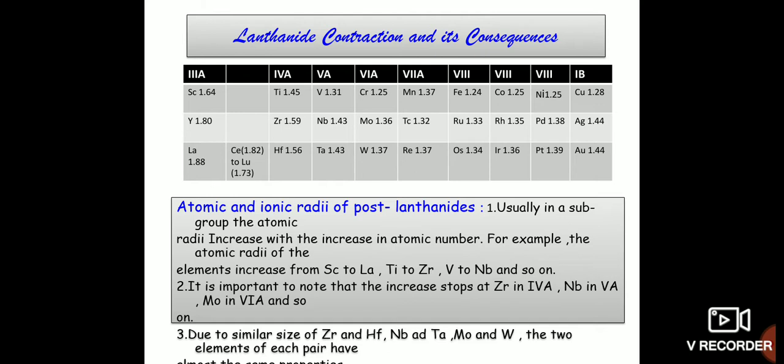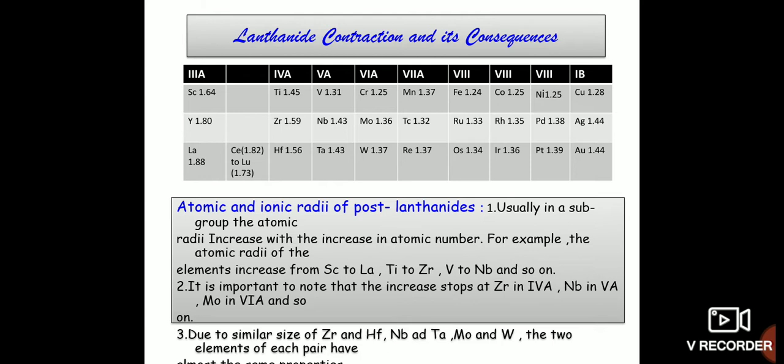So we can see this anomalous behavior: when we go down from top to bottom in a group, there should be a gradual increase in the atomic or ionic radius of the atoms, but it is not so in the case of post lanthanide elements. We can see the cases of zirconium, hafnium, niobium, tantalum, molybdenum, tungsten. This is the consequence of the lanthanide contraction.